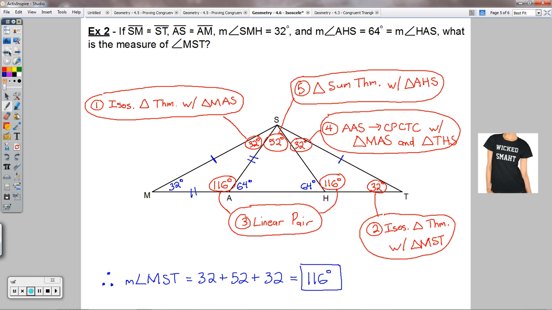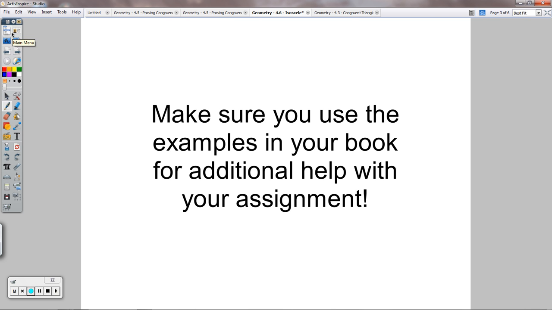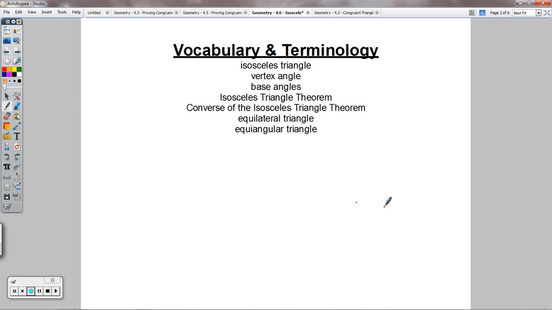If you don't know what to do, at least try. Example 2, example 1, we went through our three examples there. Make sure you use those extra examples in your book as well. Make sure you know these terms.